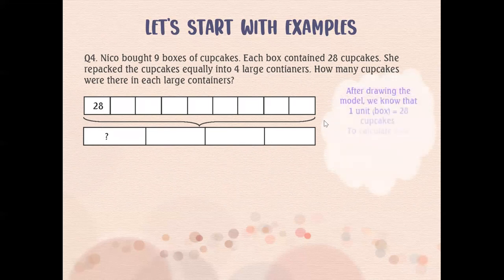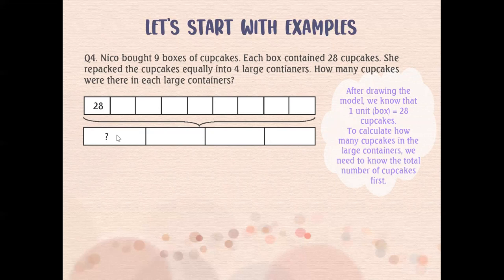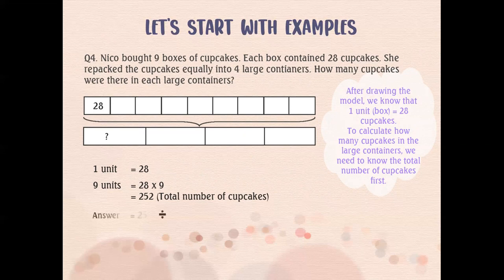After drawing the model, we know that 1 unit, which is 1 box, is 28 cupcakes. To calculate how many cupcakes are in each large container, we need to know the total number of cupcakes first. So 1 unit is 28. 9 units equal 28 times 9 equals 252, which is the total number of cupcakes altogether. So we divide by 4 large containers, which is 252 divided by 4. The answer is 63. So there are 63 cupcakes in each large container.